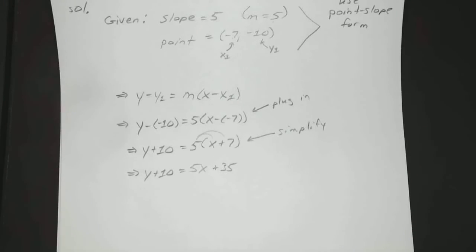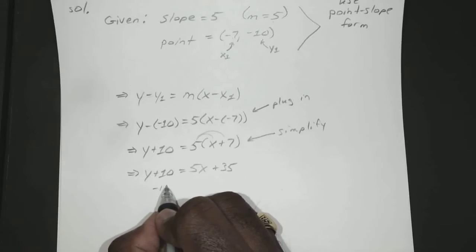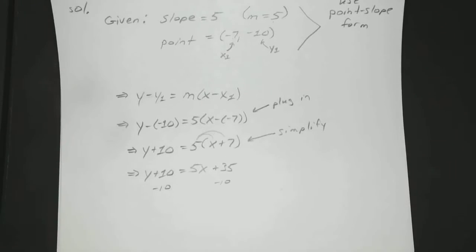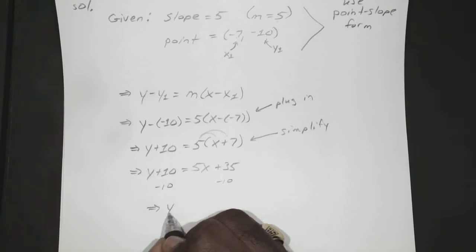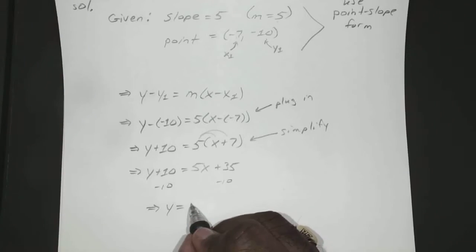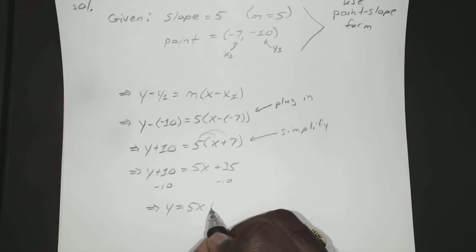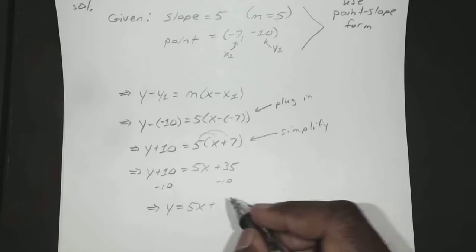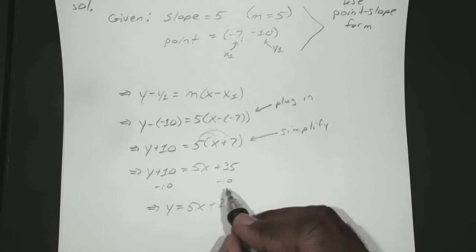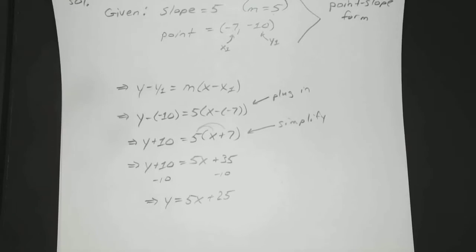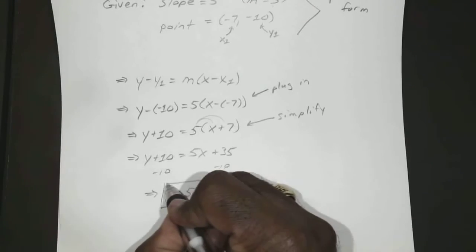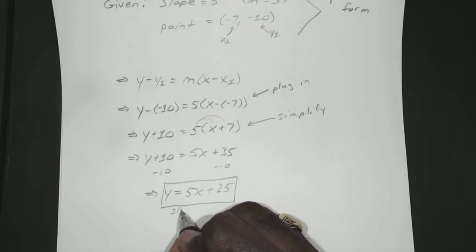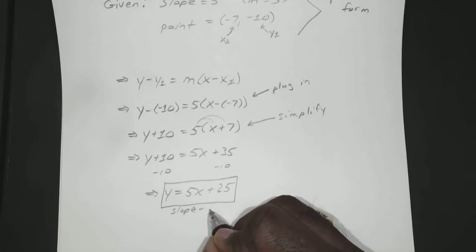And then from there, we go ahead and solve for y. So if we subtract 10 from both sides, you have y equals 5x plus 35 minus 10 is 25. Okay, so we're halfway there because we have our slope-intercept.